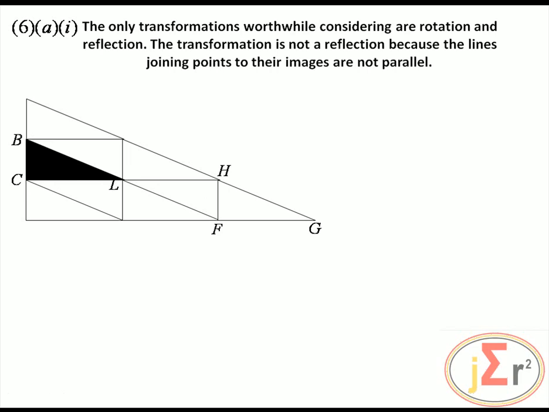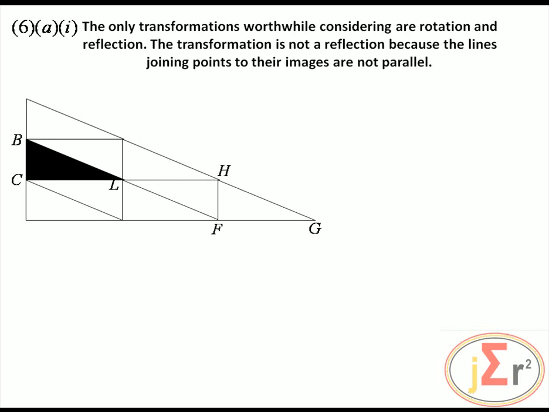The only transformations worthwhile considering are rotation and reflection. Of course, we know that it is not an enlargement because the statement of the problem says that we have a pattern made by congruent right-angled triangles. That means all the right-angled triangles are equal in all respect. That's what it means when we say that they are congruent. So we know that the right-angled triangles are congruent, so we know that it's not enlargement.